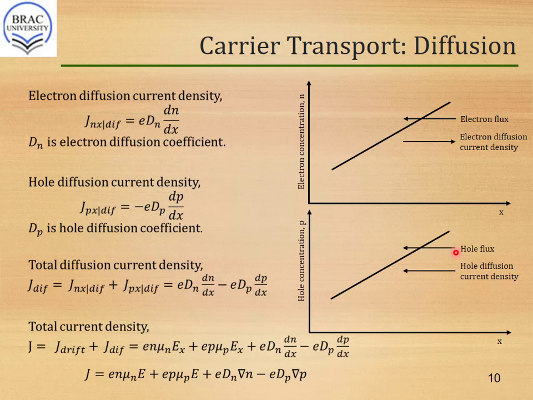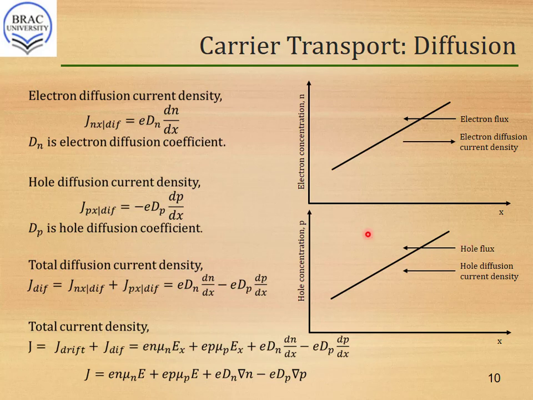As the hole concentration is greater in this direction compared to this direction, holes will move in this negative x direction. That's fine. And now, as we know, holes are positively charged and the current essentially flows in the same direction as the holes will flow. That's why we are getting a hole diffusion current density in the same direction as hole flux.